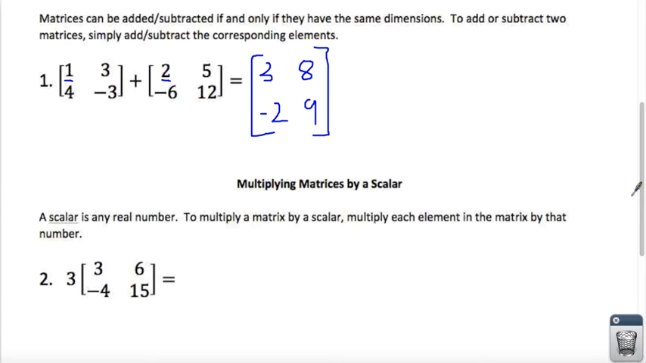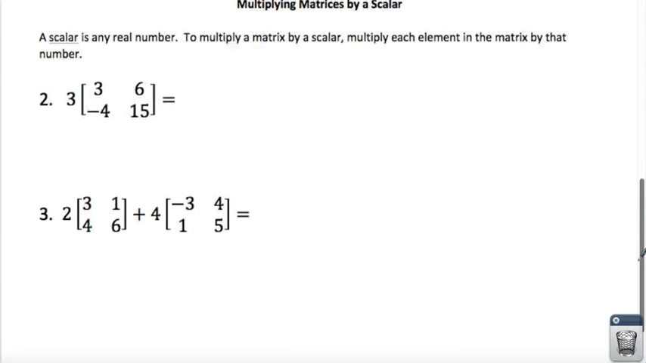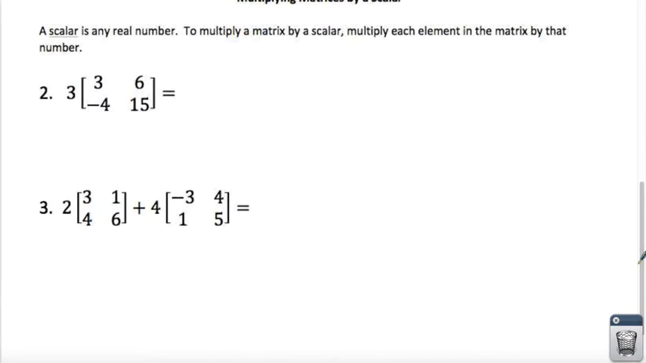Multiplying matrices, you have two ways to multiply a matrix. One is you can multiply it by a scalar, which is just a fancy way to say a regular number. So to multiply a matrix by a scalar, you just multiply each element in the matrix by that number. So for this example, I'm just going to multiply every single one of these elements by 3, and that gives me my new matrix. 3 times 3 is 9. 3 times 6 is 18. 3 times -4 is -12. 3 times 15 is 45. And that gives me my new matrix.